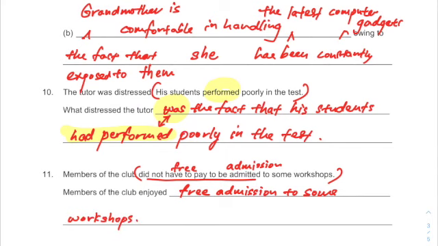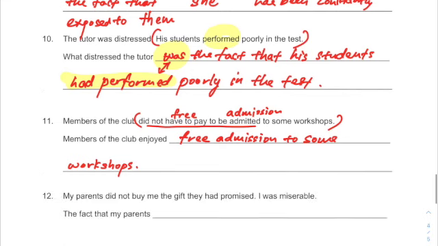All right, so members of the club enjoyed free admission to some workshops. Did not have to pay becomes free, and to be admitted becomes admission. All right, next one. The fact that my parents... All right, so I've got to change this. I was becomes made me.